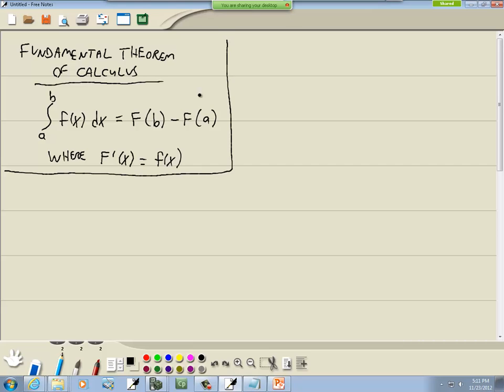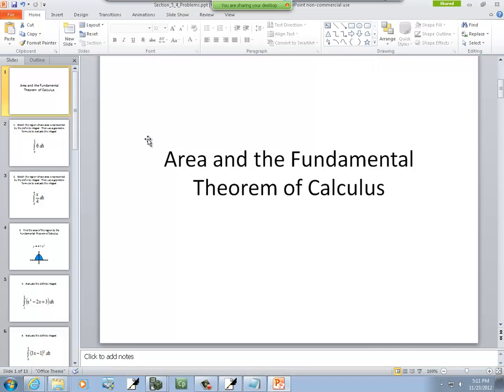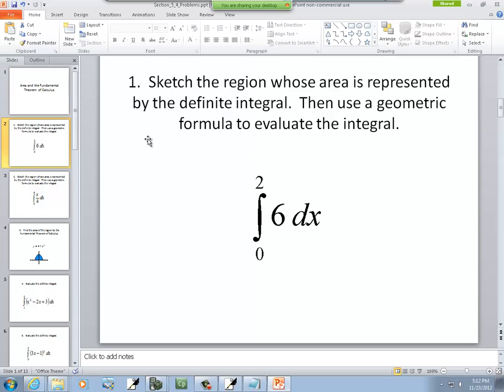There are some other items that go along with this. What's got to be true? It's got to be continuous, non-negative, closed interval a and b, and so forth. But this is the main thing we're going to be using. Now, these first problems don't really use that. They're wanting us to look at it from a geometry standpoint.